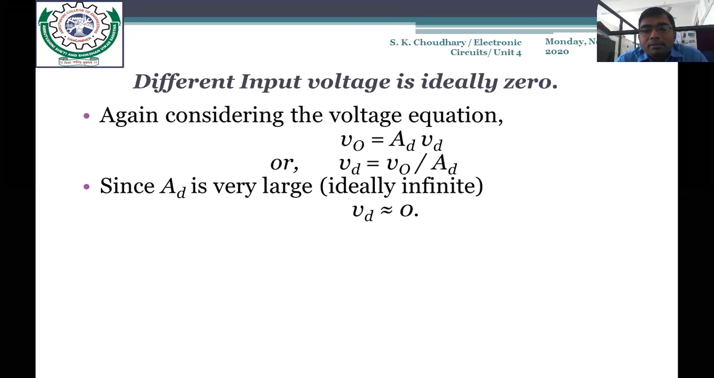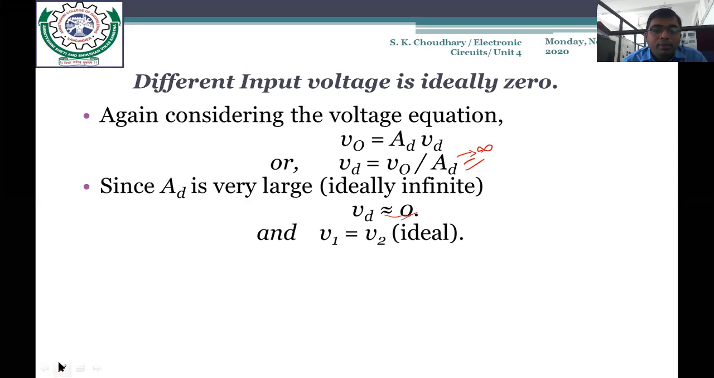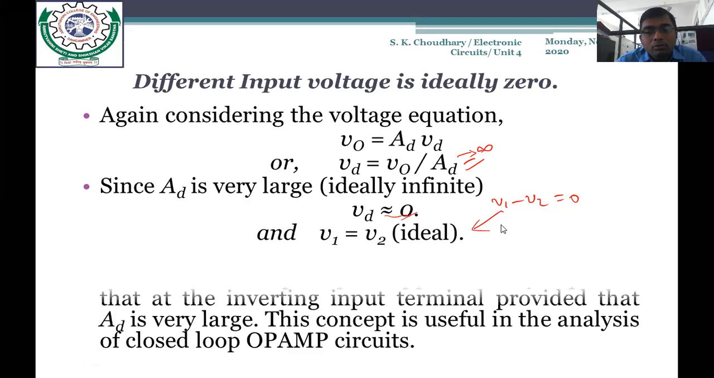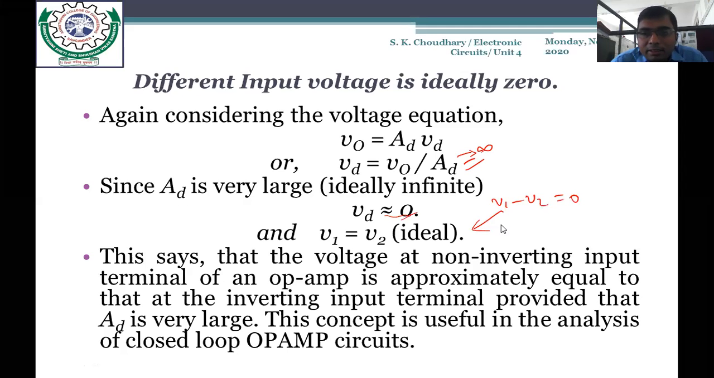So what happens if you refer to this equation? According to this equation, if AD approaches infinity, then VD would approach 0. Okay, and if VD is 0, VD is what? V1 minus V2. And if VD is 0, it means V1 minus V2 would be 0. V1 minus V2 is equal to 0 means V1 is equal to V2. This is the ideal condition.